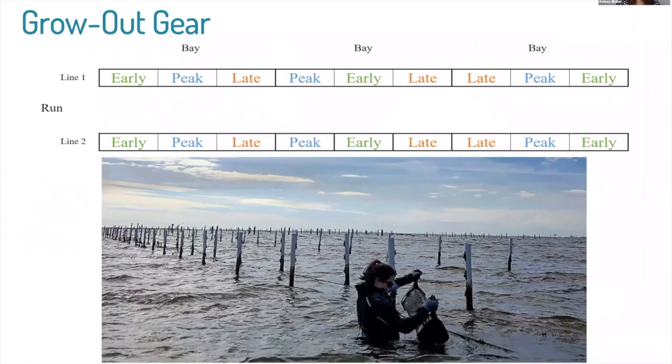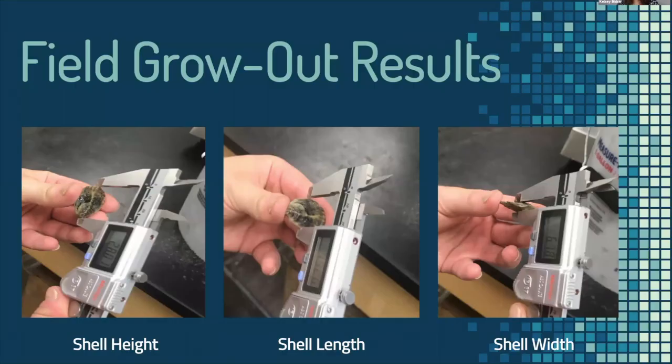So for the grow-out gear that we used, the oysters were grown in 6 replicate B.Sc hexagonal baskets per treatment group, which were arranged randomly along the adjustable longline system. The top picture is just the arrangement, and the bottom picture is the adjustable longline system with an example of a basket, and the line was placed at an intertidal height at each site. Shell height, shell length, and shell width measurements were also taken of those subsamples of oysters.